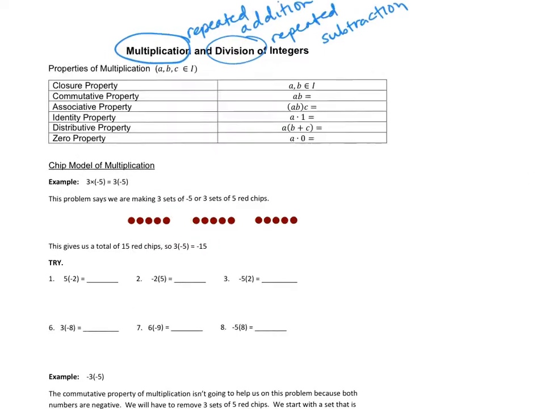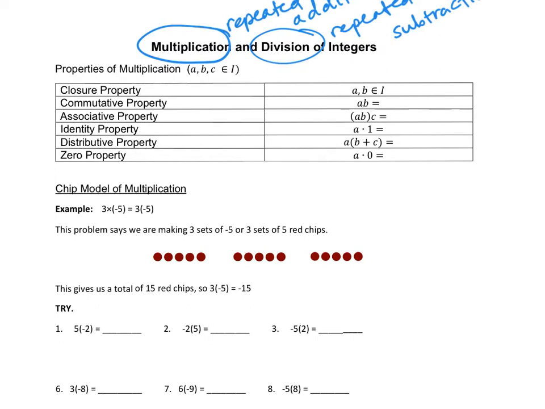Before we go on to that, there's a few properties of multiplication, and these are all words or vocabulary that you have already seen before. The first one, closure property. Multiplication has the property of closure, and that is that if you have two numbers, a and b, that are in I, that is, they are the integers, then the product, AB, is also an integer.